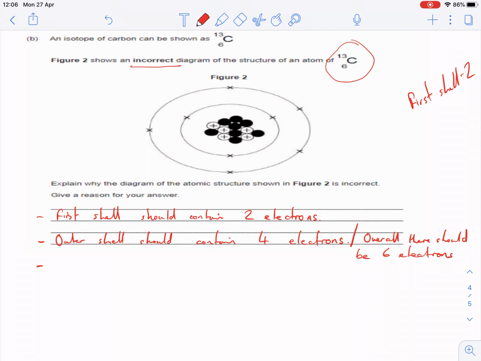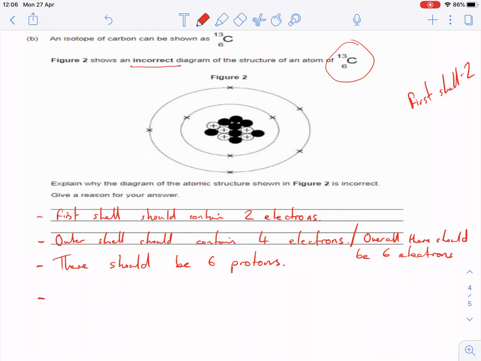And our third mark is, if you look at the number of protons in that nucleus, 1, 2, 3, 4, 5, well, we know the atomic number, the proton number, is 6. So therefore there should be 6 protons, or 1 more proton. So that's the third mark.